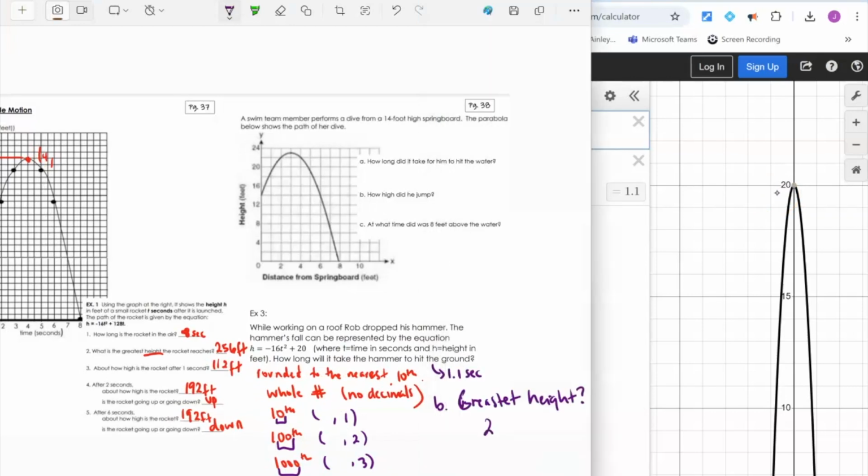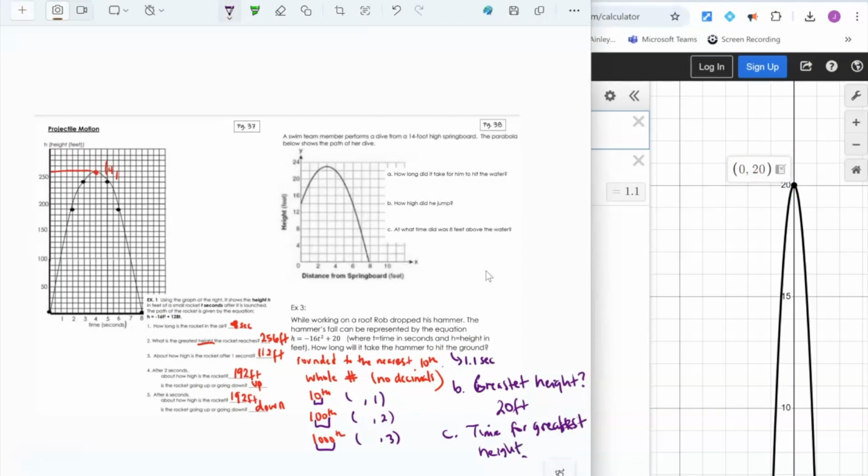We're just practicing some of the questions that they would see. C is time for greatest height. How high was the hammer at the greatest height? At 0. You can see the time there is 0, so at 0 seconds. What are the questions? How long did it take to hit the water? How high did it jump? What time was it? And then randomly they'll ask how high is the ball at 1 second or whatever.